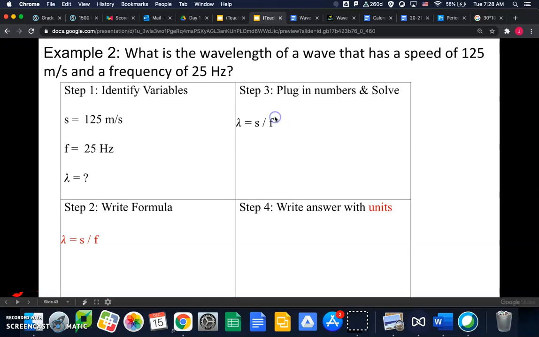Okay, so then we're going to rewrite that equation right here. We're going to plug in for S and F. So S is 125, F is 25. So lambda just becomes 5. 125 divided by 25 equals 5. So then our answer, since we're looking for lambda, lambda is a wavelength. We measure our lengths in science in meters. So our final answer is going to be lambda equals 5 meters.